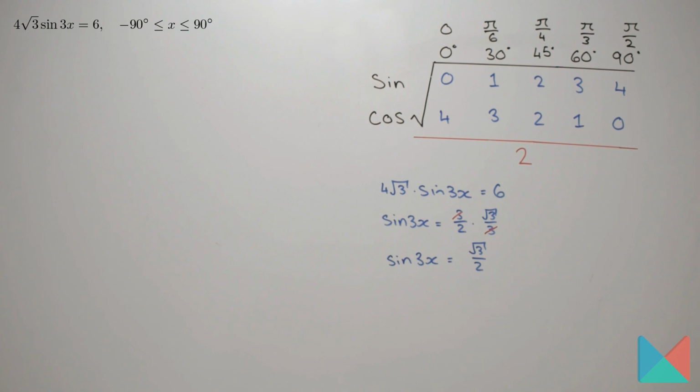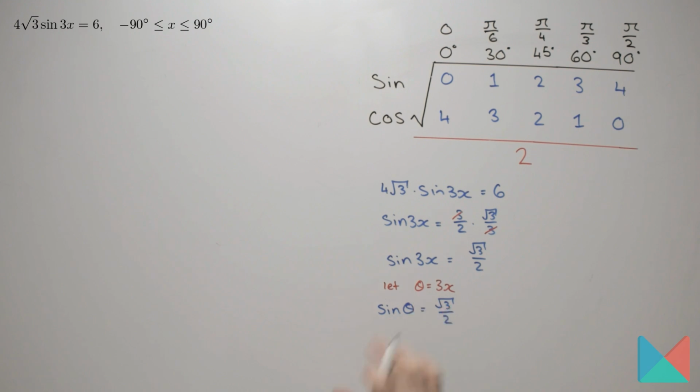Now remember, whenever we have something associated with the x, we're going to make a dummy variable. So in this case, we're going to let our dummy variable theta equal 3x. And now we're going to make that substitution back into our original equation, and we're going to get sine of 3x, which is now theta, equals the square root of 3 over 2. But now notice that our equation is in terms of theta. And so we've got to change our domain in terms of theta, as it's still in terms of x between negative 90 and 90 degrees.